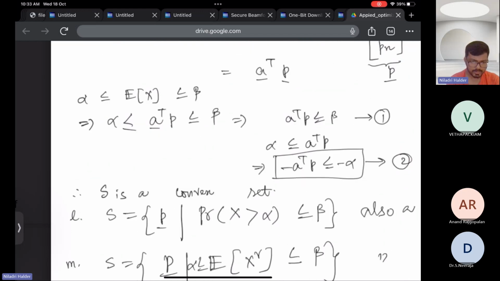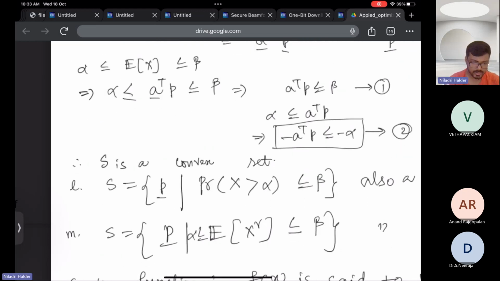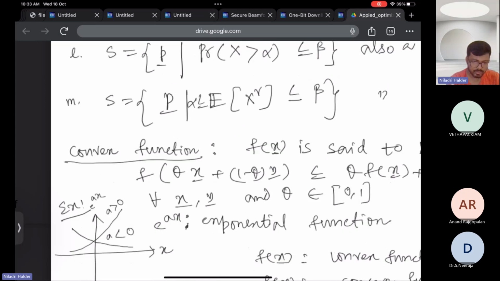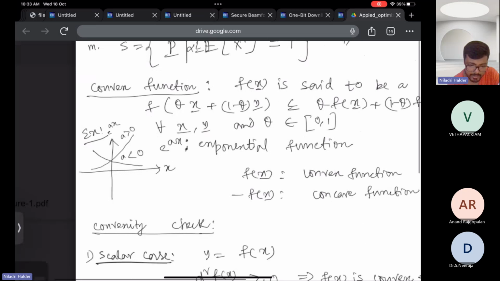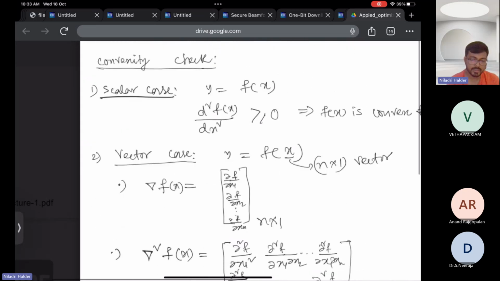So x is a random variable. Then expectation of x. So this is the convex set. Then the convex function definition is also talked about once again, and these are the convexity checks. So this checking we are talking about.